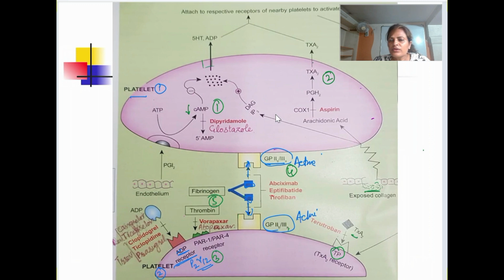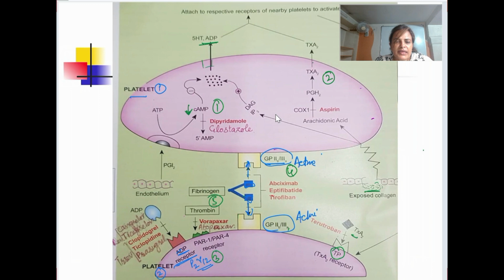Now if I want to prevent this aggregation, what to do? I will give the drug which is going to prevent all these things. So either a single drug or I will give a combination so that they can act together at multiple steps to exert an antiplatelet action. So what all drugs can be there? Number one, the drug, because if there is a decrease in cyclic AMP, then what will happen? There is a release of this.